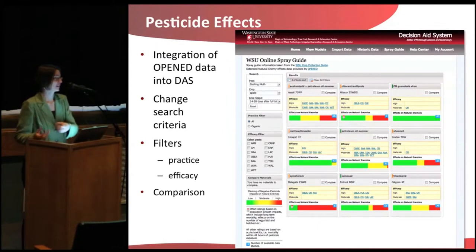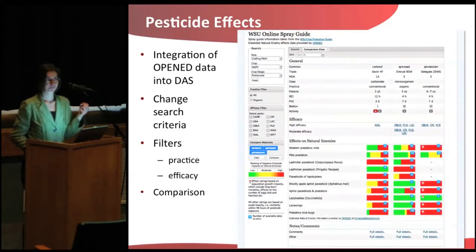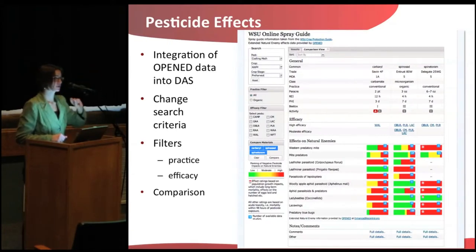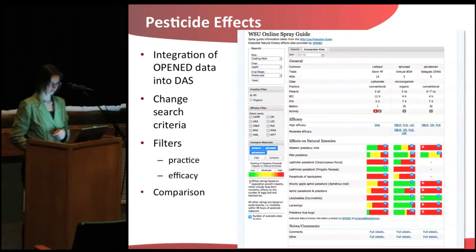And that information feeds back into the DAS spray guide. So those color gradients you see is exactly the information you have in the open database. There are some, the blue, it's hard to see, but the blue rectangles with numbers in them show you how many data points we have. That could be different sources, different natural enemies, different studies. And then there's a little badge that indicates to you, is this data purely based on acute toxicity, or is it based on our population growth risk?